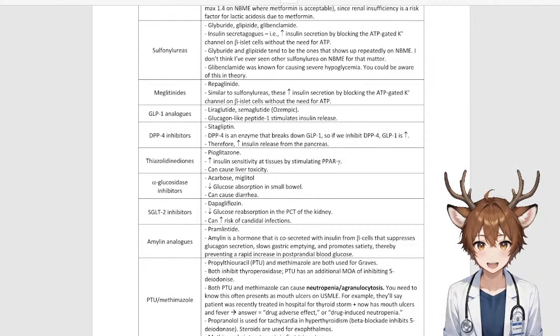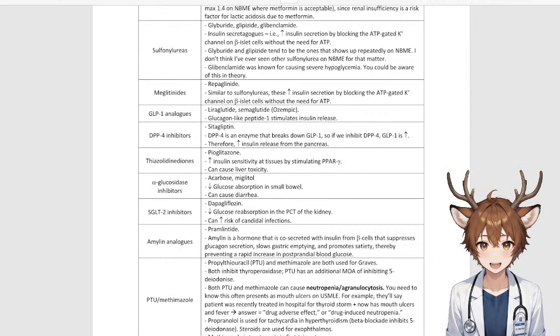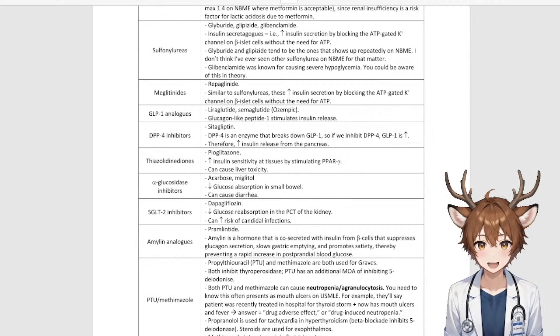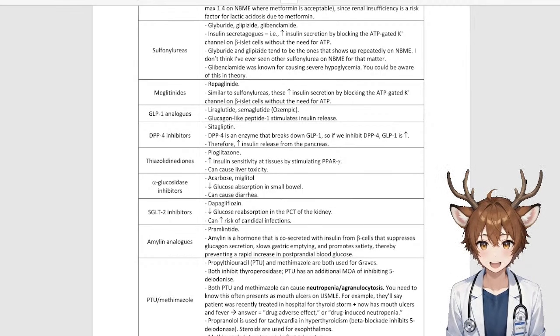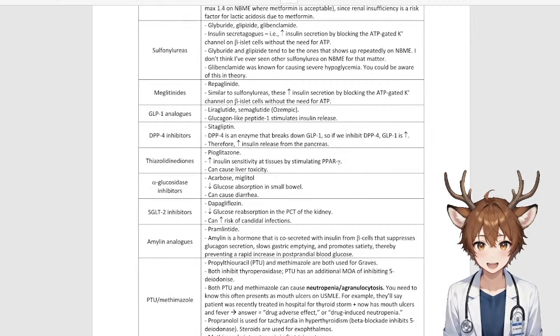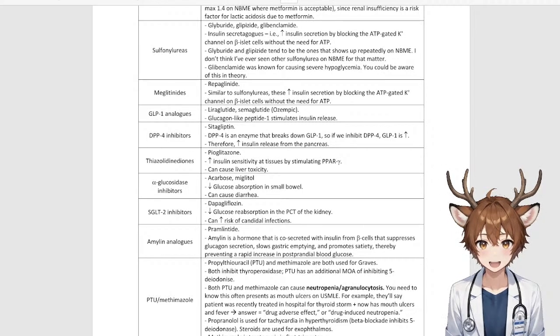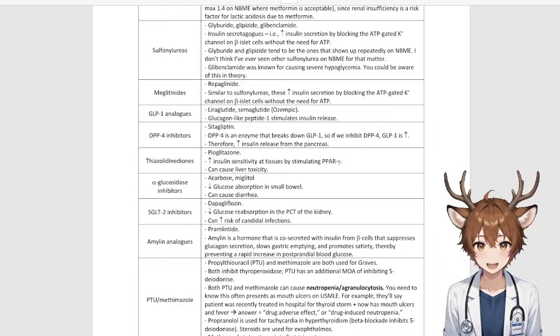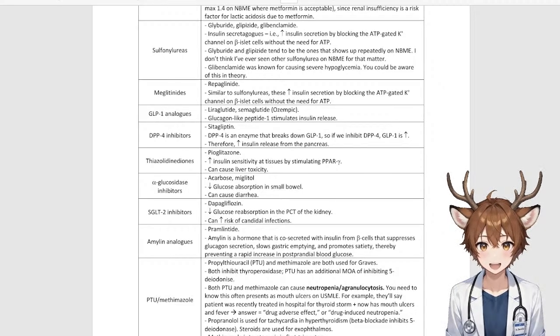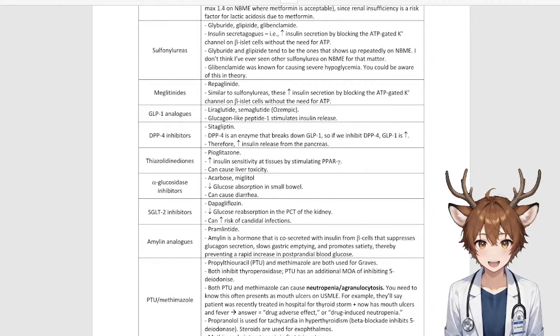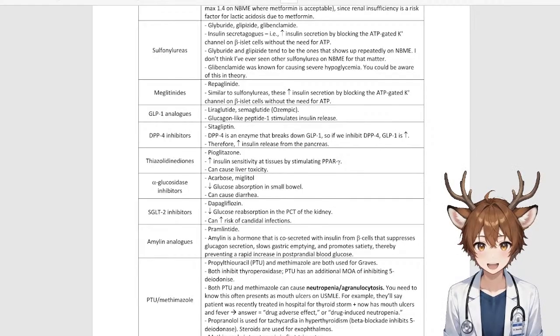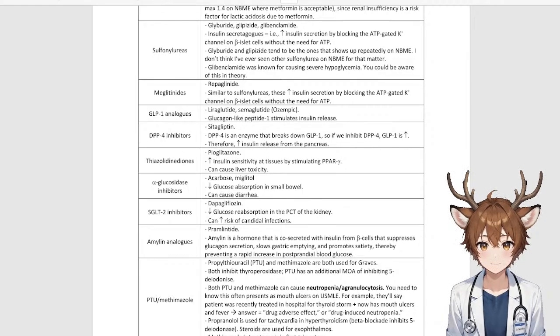Sulfonylureas: glyburide, glipizide, glibenclamide. Insulin secretagogues, that is to say, they increase insulin secretion by blocking the ATP-gated potassium channel on the beta islet cells without the need for ATP. Glyburide and glipizide tend to be the ones that show up repeatedly on NBME. I don't think I've ever seen other sulfonylureas on NBME. Glibenclamide is known for causing severe hypoglycemia. You could be aware of this in theory.